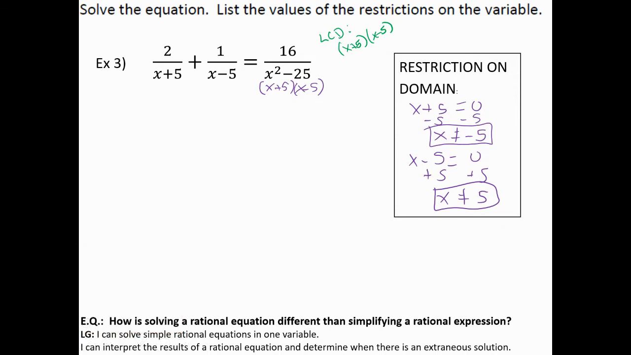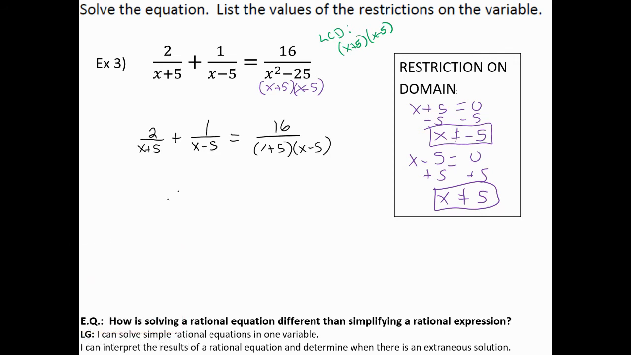All right, so I'm going to go ahead and rewrite this whole thing. We're going to put 2 over x plus 5 plus 1 over x minus 5 equals 16 over all of that. Don't know why it keeps doing that to me, but oh well. We can fix it in a second.